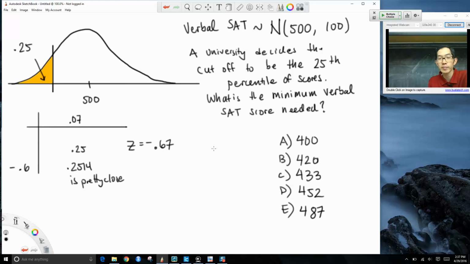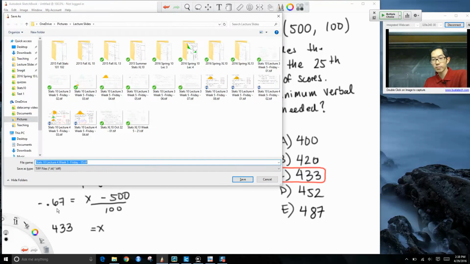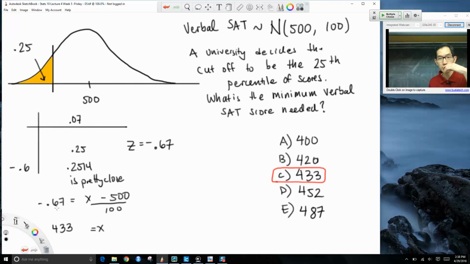And so solving for x, we have negative 0.67 is equal to x minus the mean of 500 divided by our standard deviation of 100. And solving for x, we get x is equal to 433, just using algebra. And there we go. 25th percentile. Good enough? Okay, so that's the normal model.